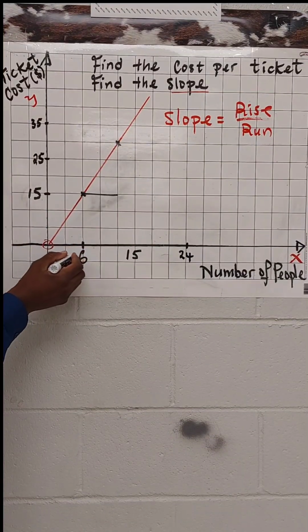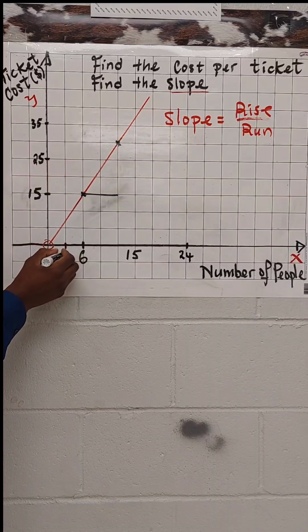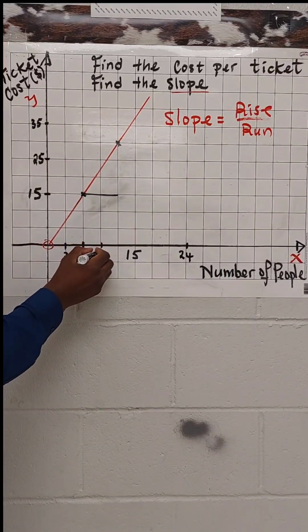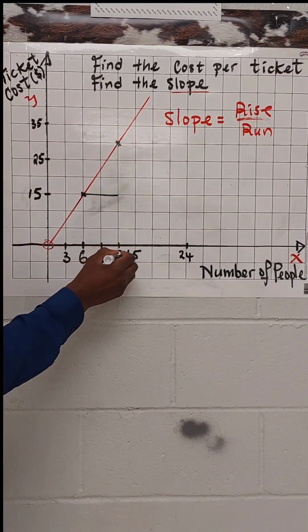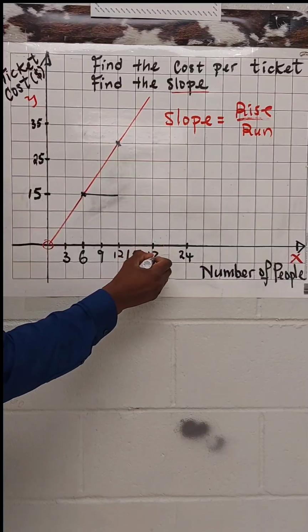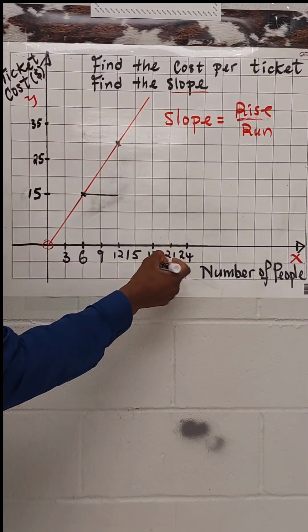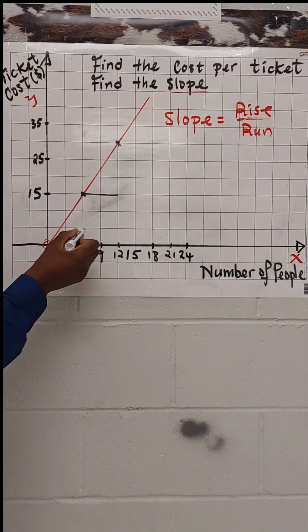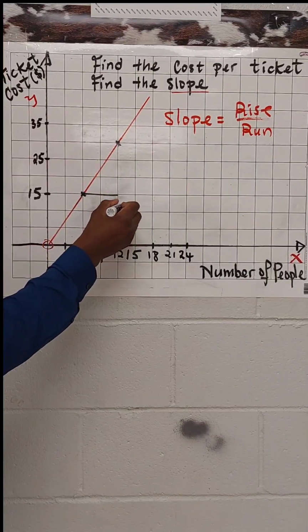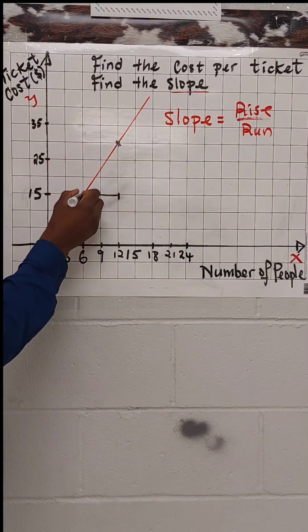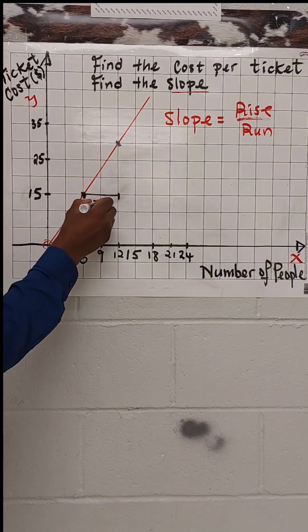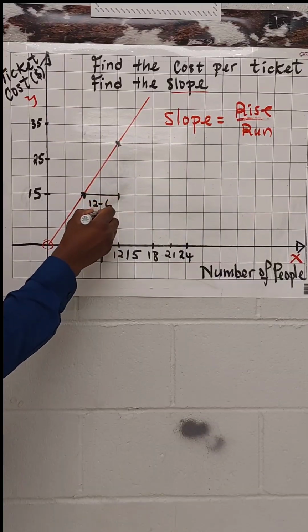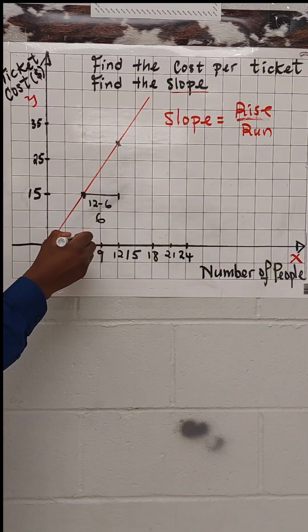2 squares is 6 units, then that means 1 square is 3 units. So we have 3 here, 9, 12, 15, that will be 18, 21, and 24, and it keeps going. So from 6 to 12, that will be the run. So the run will be 12 minus 6, which is 6 units.